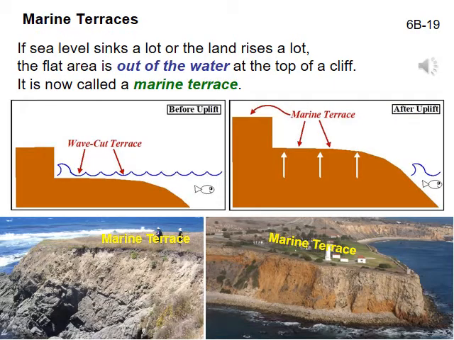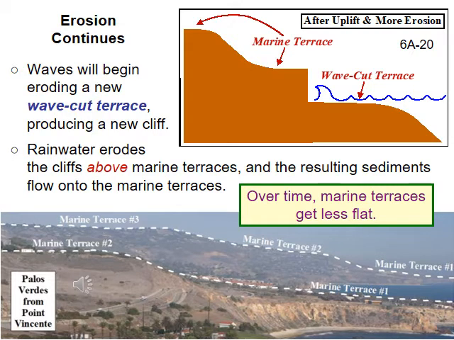Slide 19. If sea level falls, as it does during an ice age, or an earthquake lifts the land upward, then the flat area is no longer underwater and we call it a marine terrace. Slide 20. The process does not stop. Waves start to erode a new wave-cut terrace at the new shoreline, and when sea level changes again, this terrace may get lifted far above the ocean's surface and become a marine terrace. As you can see in the photograph below, Palos Verdes has several marine terraces. People often say that a series of marine terraces resembles the steps of a staircase.